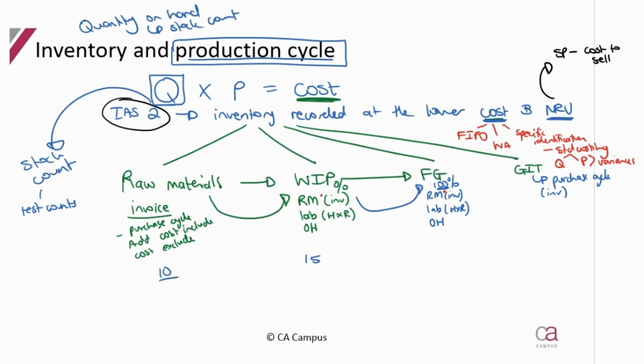Finished goods, maybe there's 10 marks for finished goods here. Goods in transit, maybe there's another 10 marks for goods in transit. And then making sure that you've recorded it at the lower of cost and net realizable value. And there's your 50 marks, including the stock count. Let's put the 5 here as well, because it's 1 mark or 2 marks for NRV, and then a couple of marks for that stock count too.